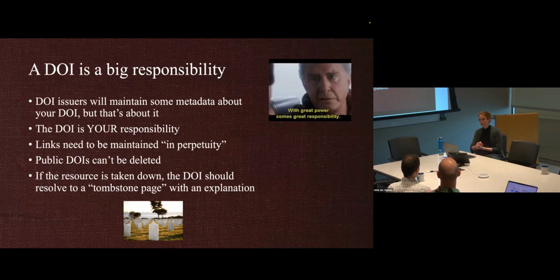So if you do need to essentially delete a DOI that you've created, the way to deal with that is to create a tombstone page, which has an explanation of why the resource isn't there and basically who you can talk to to find that resource. So if you're going to create a DOI, you better be really sure that you want it and that you'll take on that responsibility. Do you have any idea how this works in practice?